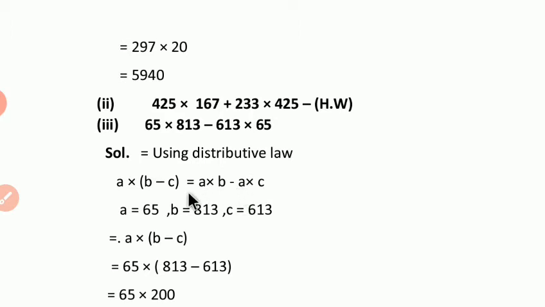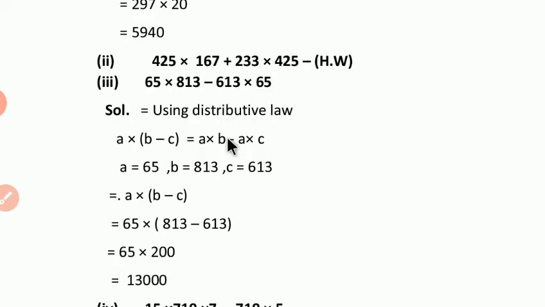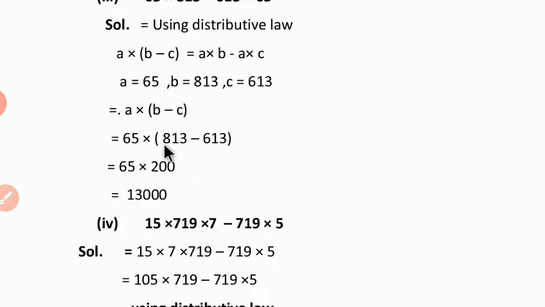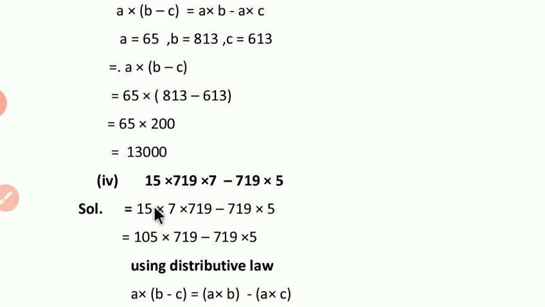Here in place of plus sign, minus is given. So here also we have to use minus sign. Nothing you have to do. You have to compare only A into B minus A into C with the given question. Now put the value of A, B, C in this one. So A is 65 into B is 813 minus C is 613. So 65 into 200, which is equal to 13,000.